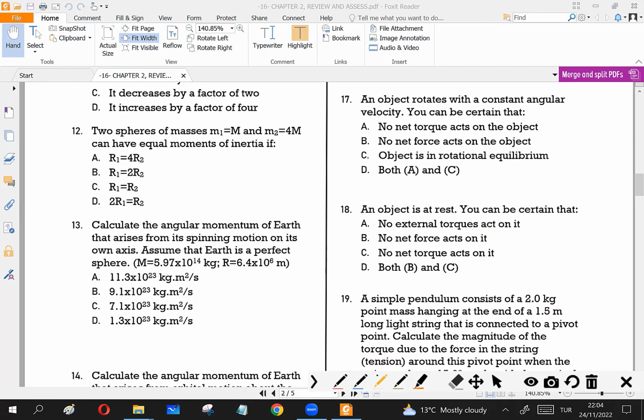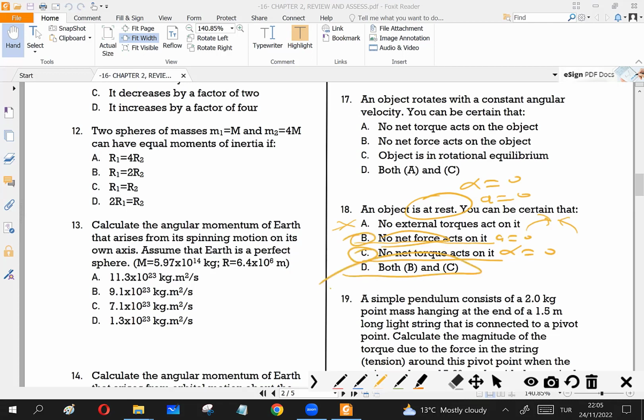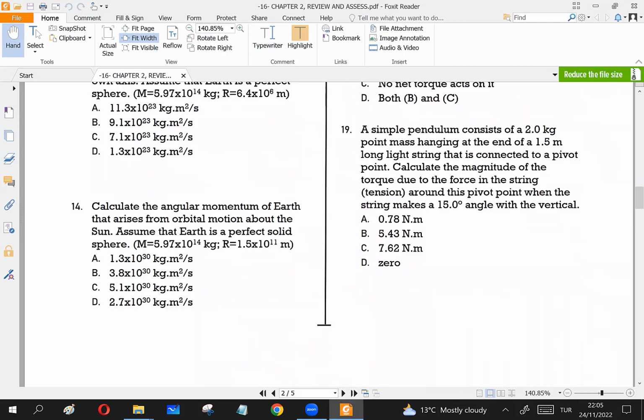No external torques act on the object. Maybe there is. One of them clockwise, the other one counterclockwise. We cannot be sure about A. But we are sure about B. Why? If an object is at rest, alpha is zero. If alpha is zero, net torque is zero. If an object is at rest, linear acceleration is zero. If linear acceleration is zero, net force is zero. So no net force, no net torque, correct. So D is the correct answer. About A, we are not sure because, as I said, there can be external torques, but they can cancel one another.